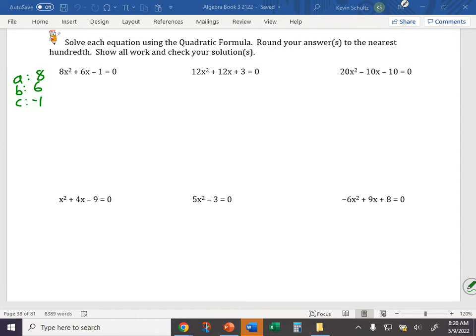So we have a negative B, or -6, plus or minus the square root of b squared, or 6 squared, minus 4 times a, which is 8, times c, which is -1, all divided by 2 times a, or 2 times 8.